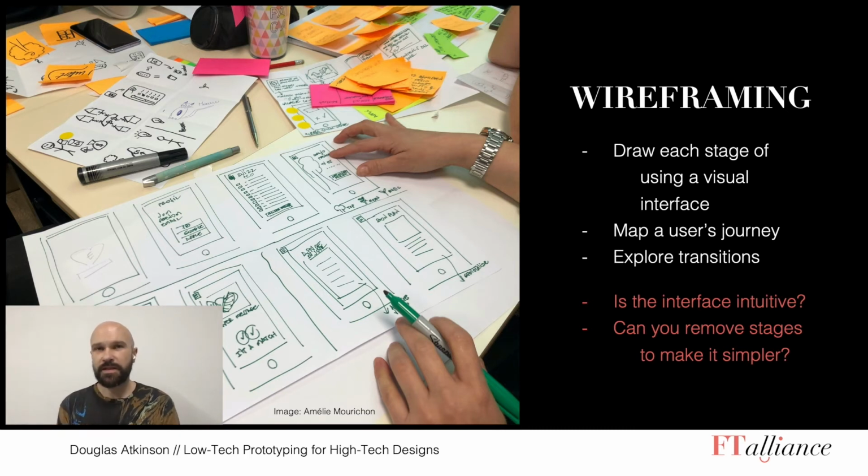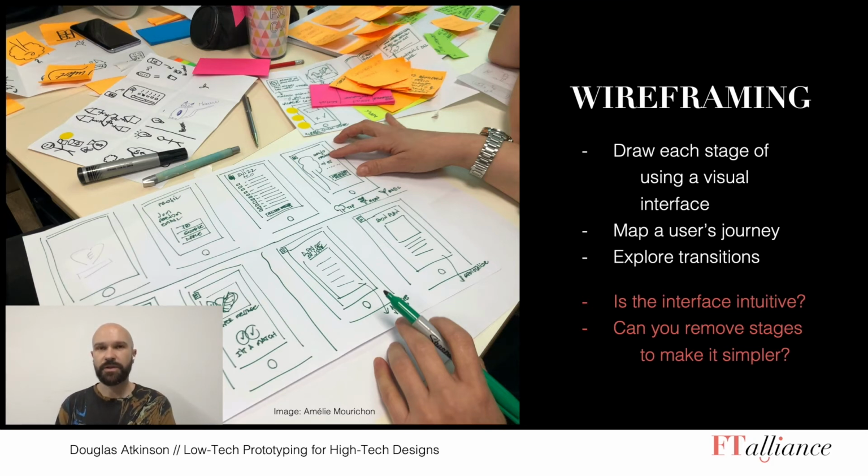And as an exercise, you can test this out by looking at a website that perhaps you use quite often, or looking at an application on your phone that you use quite often, and just try to draw each stage. Think about every time you have to make a choice, every time you have to select something, and draw and map each of these. So effectively, you're mapping your journey through an interface. And that's the idea of wireframing.